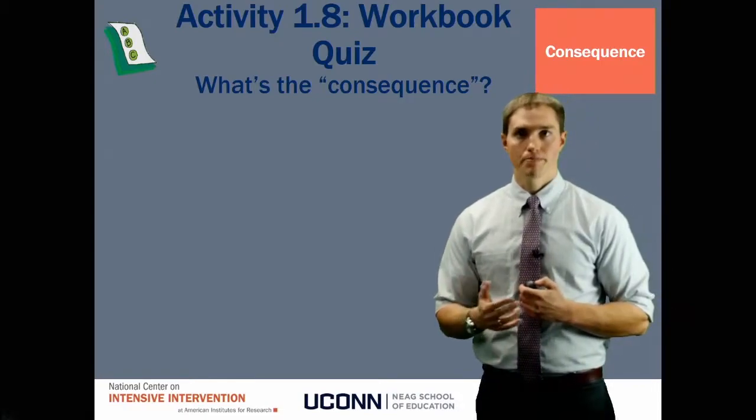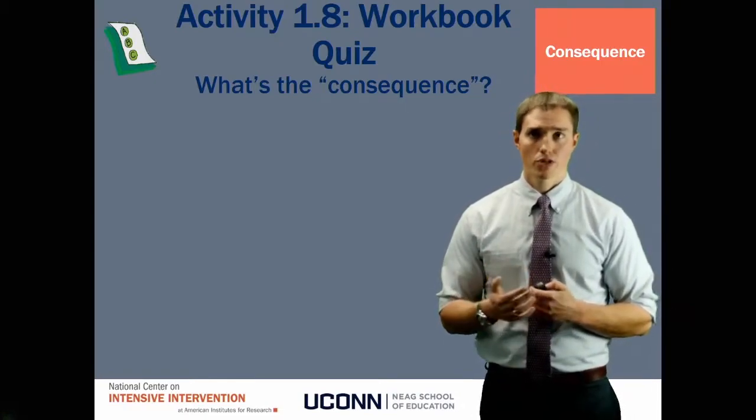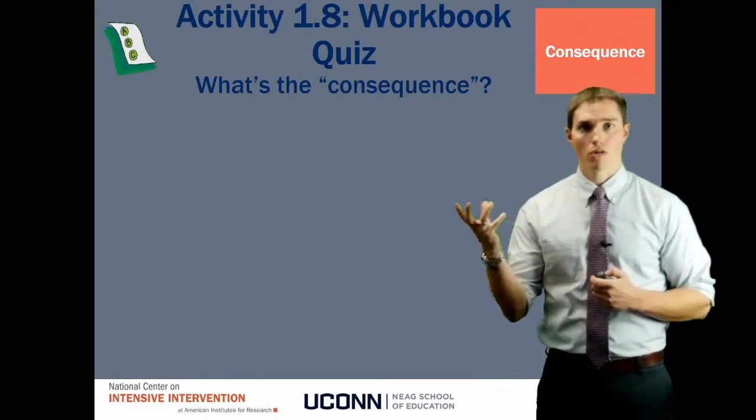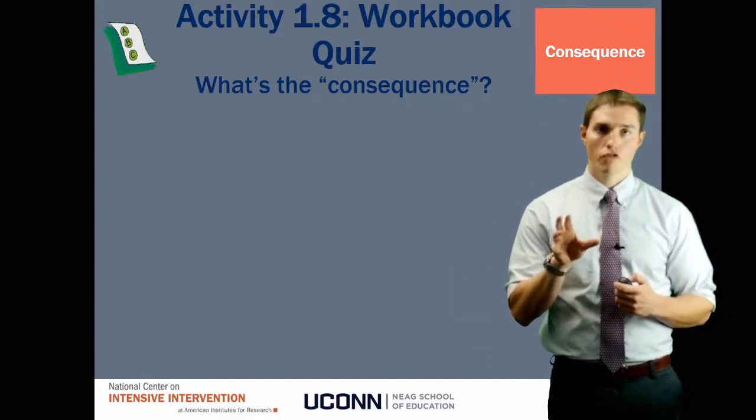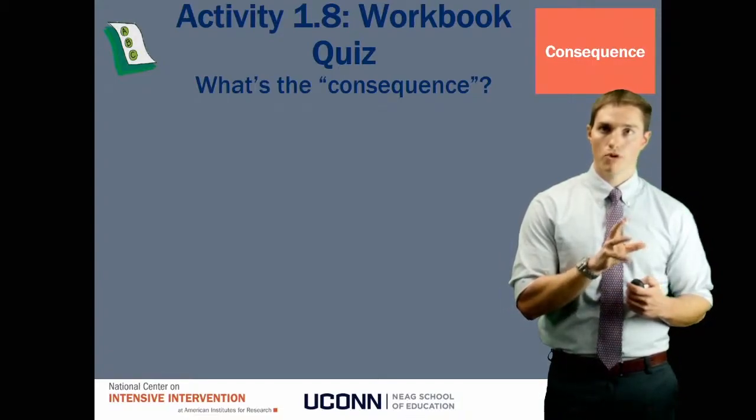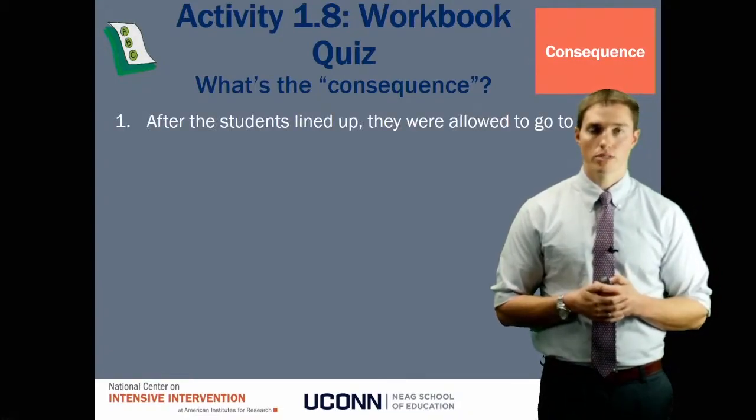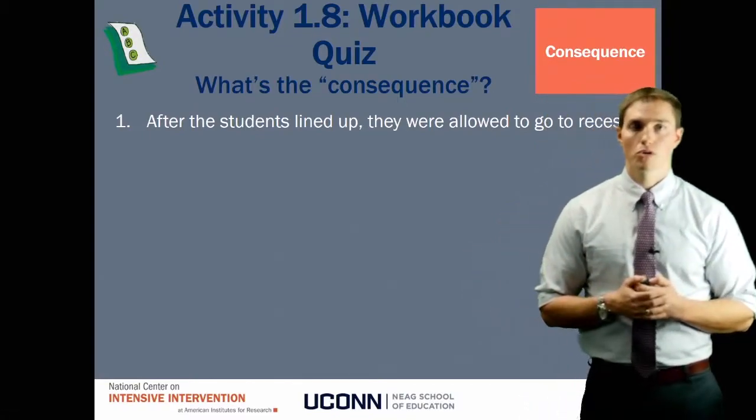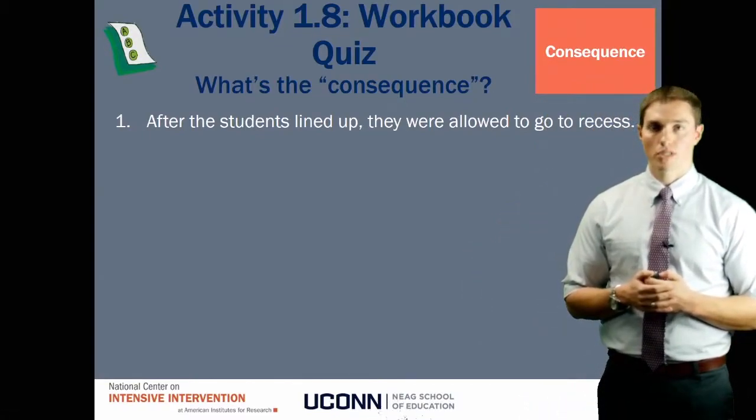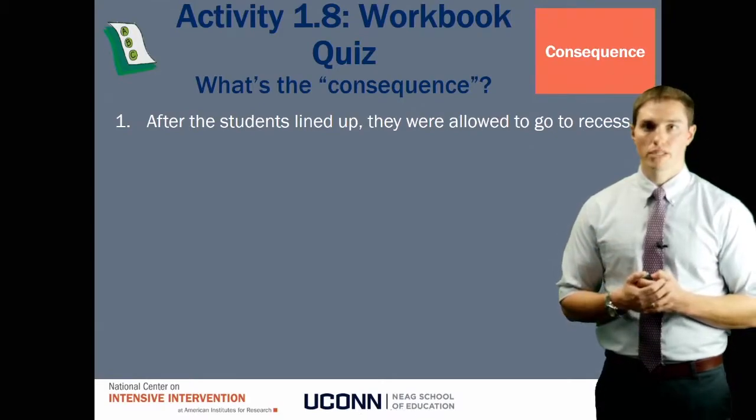Activity 1.8 is going to look at consequences. Remember, we've now so far looked at antecedents or triggering events. We've identified behaviors as observable and measurable. With this workbook quiz, we're going to look at what is the consequence. So similar to the antecedent activity and quiz, we're going to look to underline and identify the consequence condition within each of these brief examples.